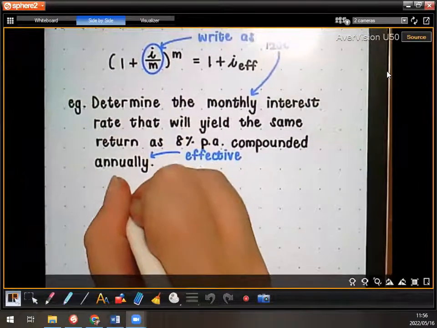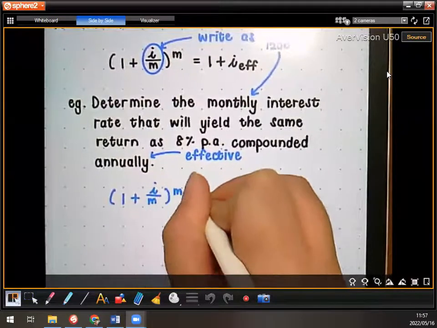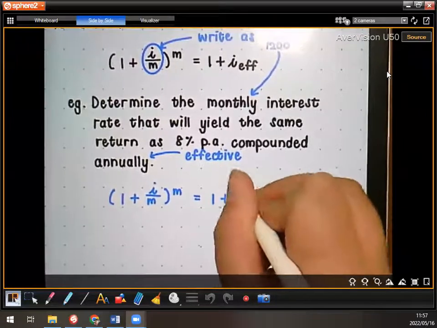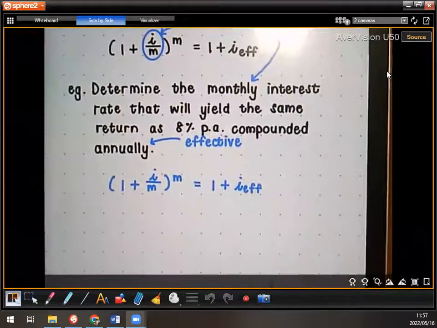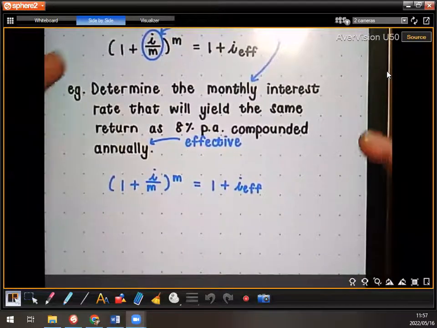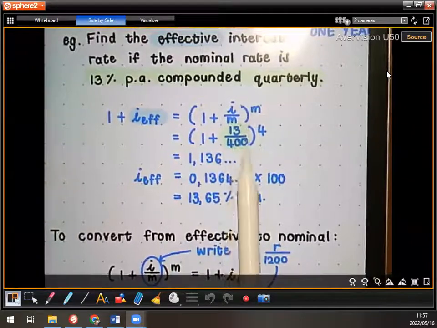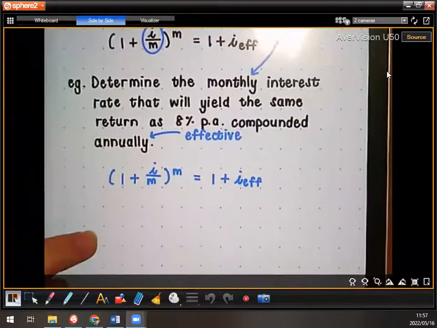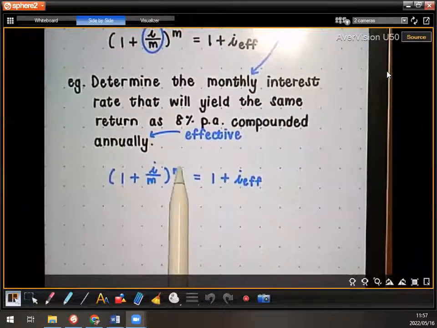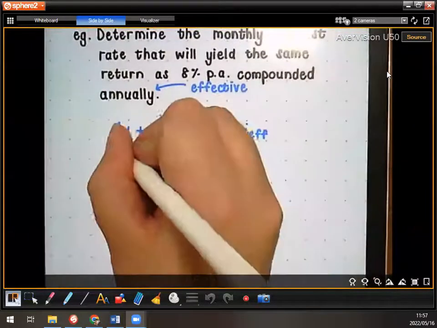We're going to say 1 plus i over n to the power of n is equal to 1 plus i effective. Now we're going to replace, and like in the previous example, where we were finding the effective interest rate, we only subbed values in on the right. Now in this case, unfortunately, we are going to have to fill in our i over n and our n on this side, and we're going to have to fill stuff in on that side. So it is a bit more complicated.